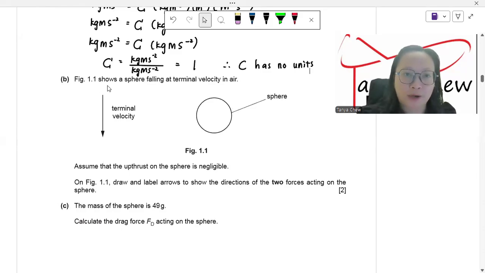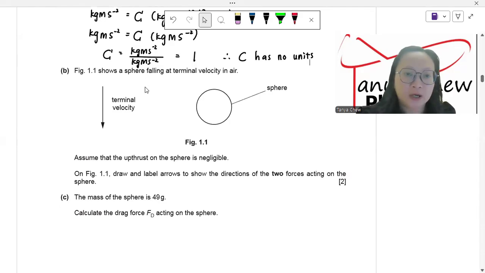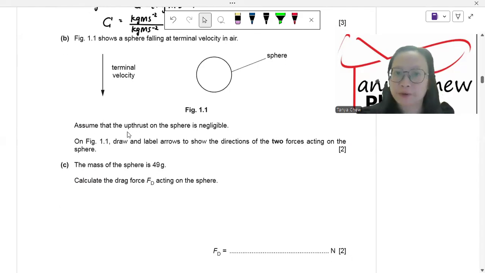Fig 1.1 shows a sphere falling at terminal velocity in air. Assume that the upthrust on the sphere is negligible. Upthrust is the buoyant force. On Fig 1.1, draw and label arrows, more than one arrow, to show the directions of the two forces acting on the sphere.